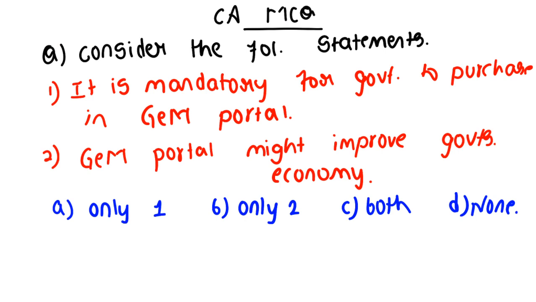Question, current affairs MCQ. Consider the following statements. It is mandatory for government to purchase in the Government e-Marketplace portal, and the GeM portal might improve government's economy. Only one, only two, both, none. We shall discuss this question in our next current affairs class.